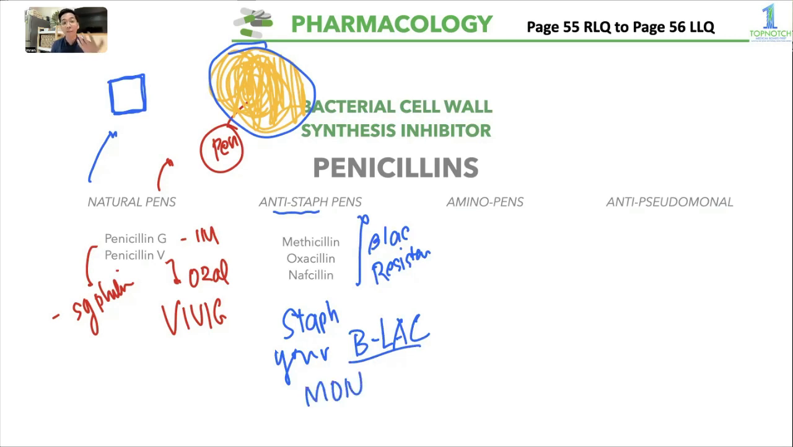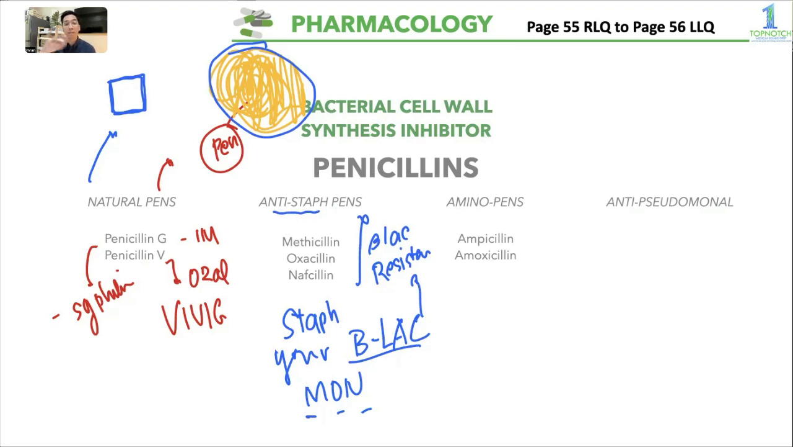Okay? Staph for staph or staph pens, no? Balak for beta lactamase resistance, meaning hindi sila nasisira ng beta lactamase. And the mnemonic for that is MON. Okay? Methicillin, no? Oxacillin, and your naphthalene. Okay? So yung ating mga methicillin, oxacillin, and naphthalene, they are also involved, no?